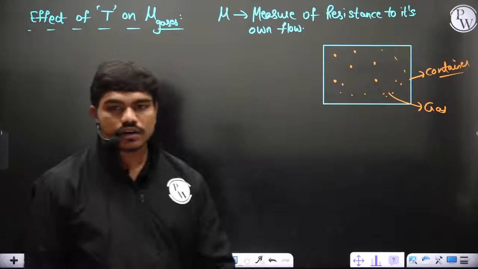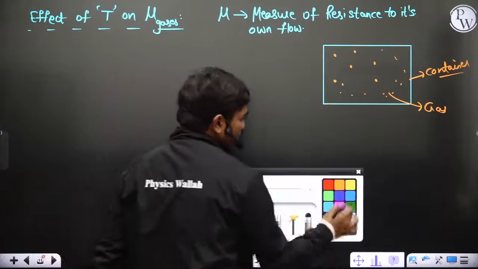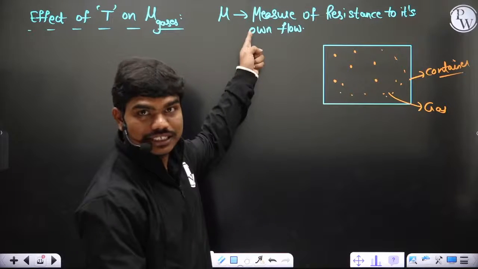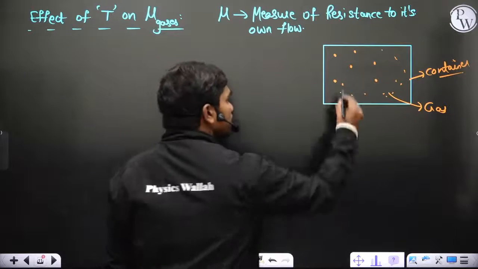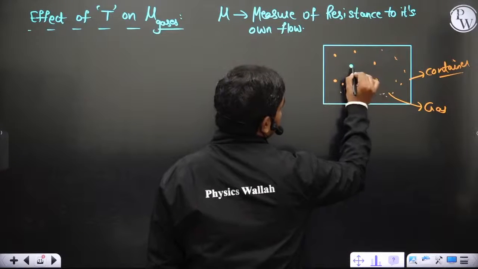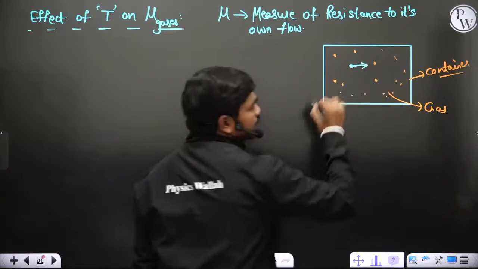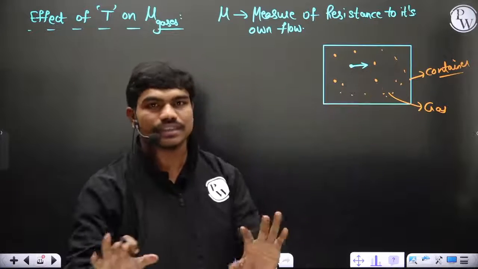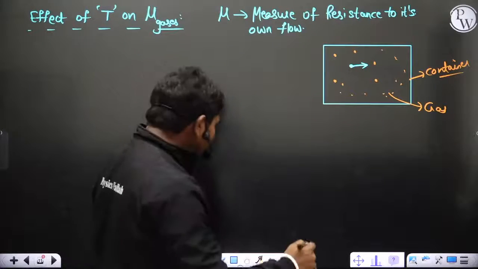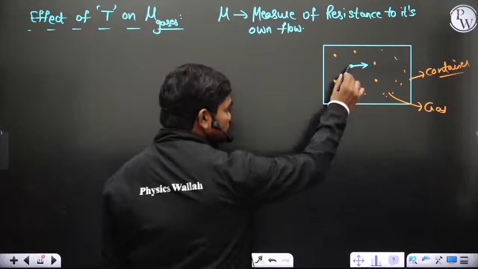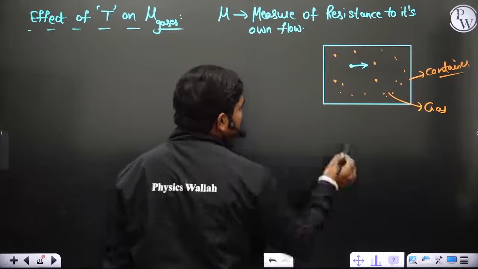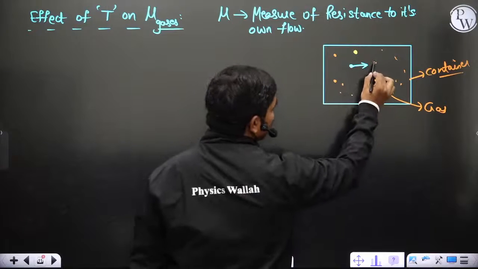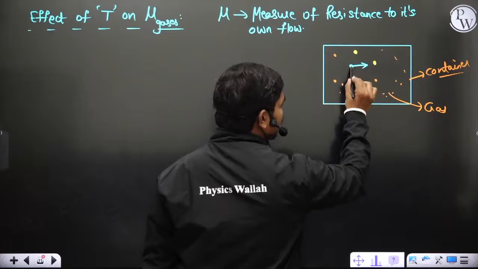Now try to tell one thing. I'll ask you two situations. Tell me in which situation the resistance is actually large. Let us suppose this molecule is trying to move in this direction, at some particular instant. Now there are two things which are trying to stop this movement. One is due to force of attraction of this molecule. Second is collision with this molecule, which will also stop it.